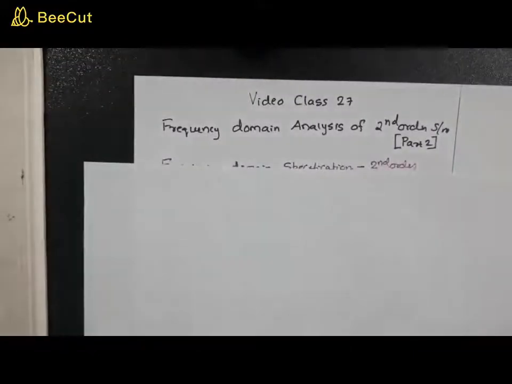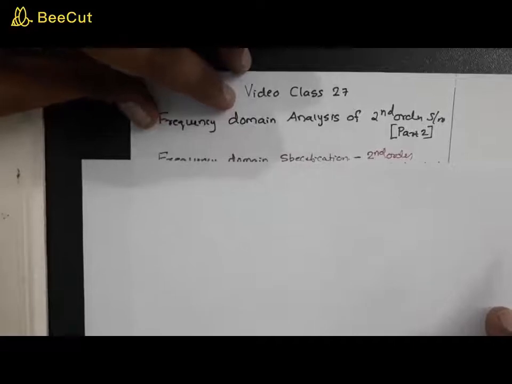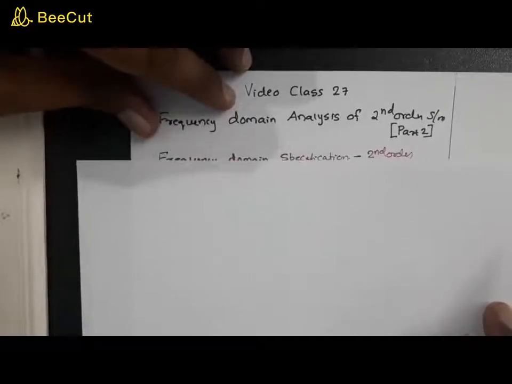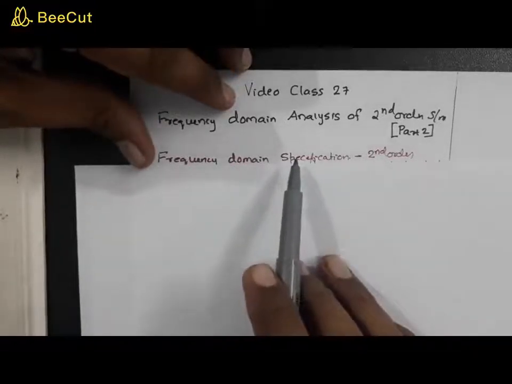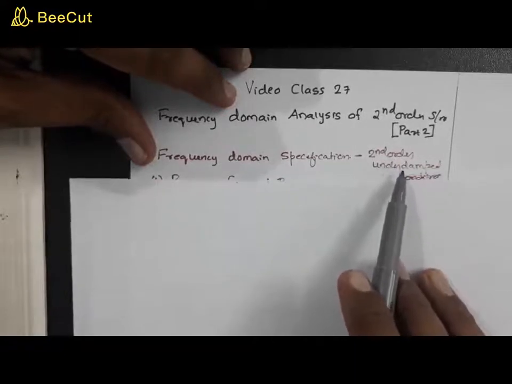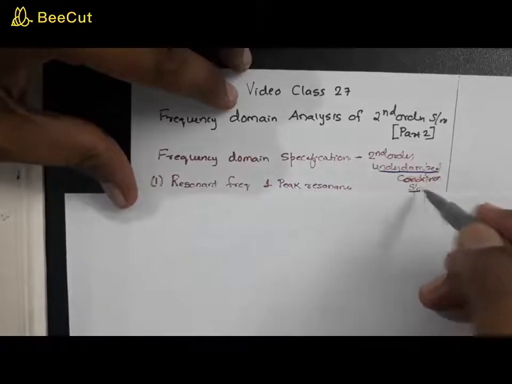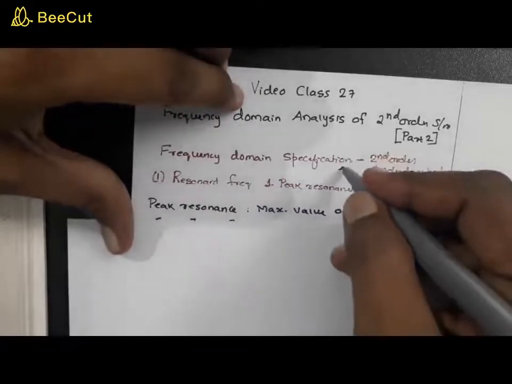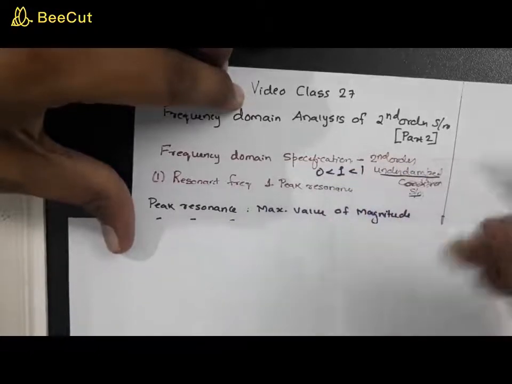session we are going to find out some expressions or equations for these parameters, and these parameters are called the frequency domain specifications, and that too it is specifically for a second order system. And not only that, to be specific, it is for an underdamped system. What's the meaning of underdamped system? It's a system where theta is in between 0 and 1.